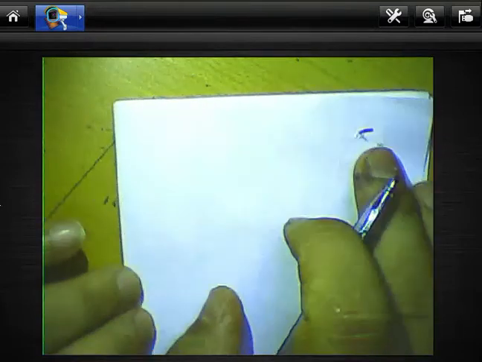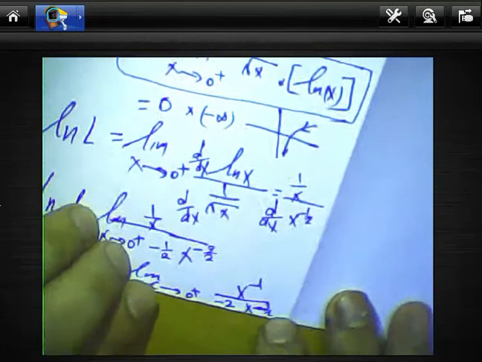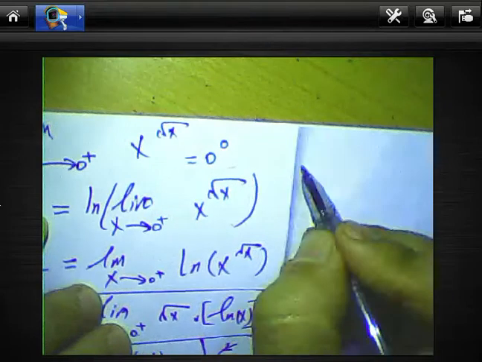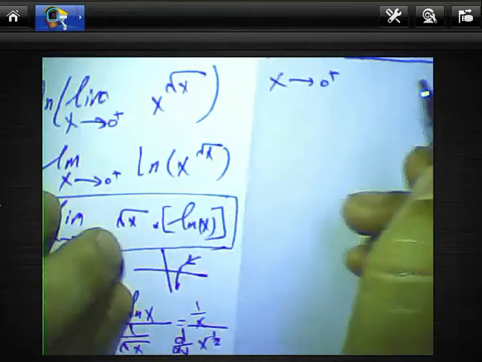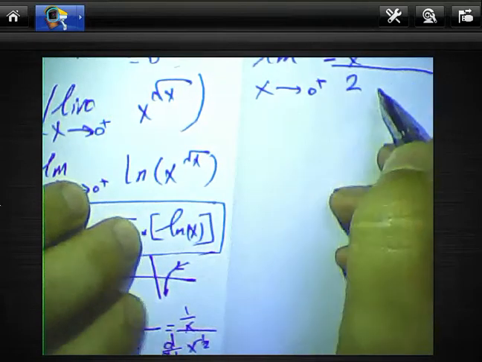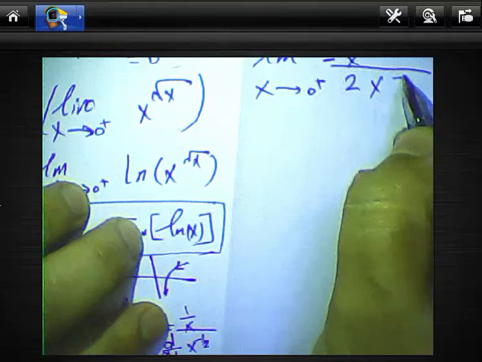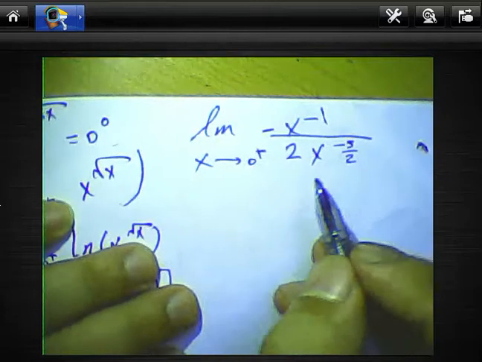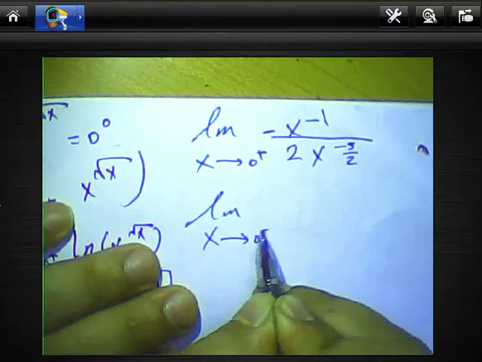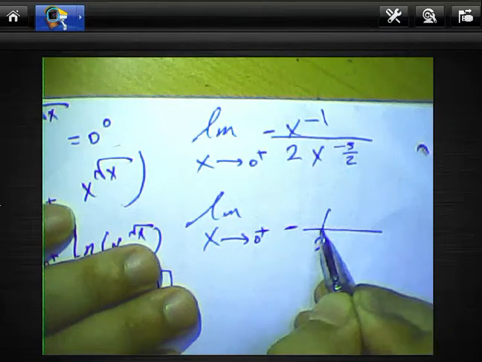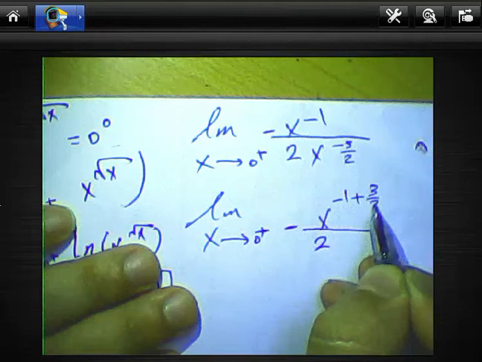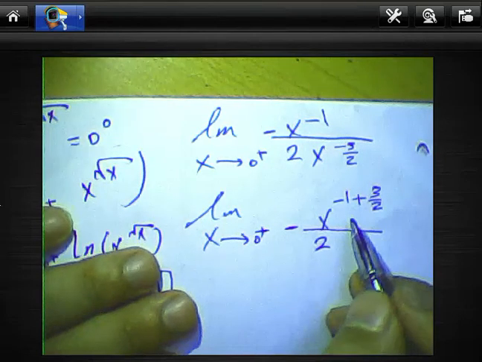Look here, I will complete it. In this example we solve: x to the power negative 1, limit as x approaches 0 plus, x to the power negative 1, and here the sign was negative, and 2, and here x to the power negative 3 over 2. We can simplify it. The limit as x approaches 0 plus, we write negative here and 2 in the denominator, and x to the power negative 1 plus 3 over 2. It means 1 and a half. Subtract 1 equals half. The result will be half.